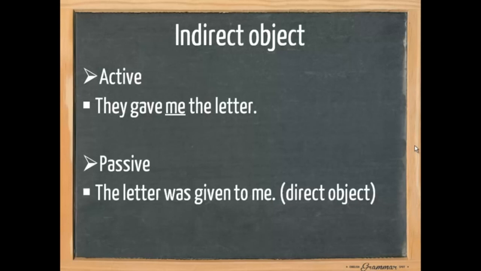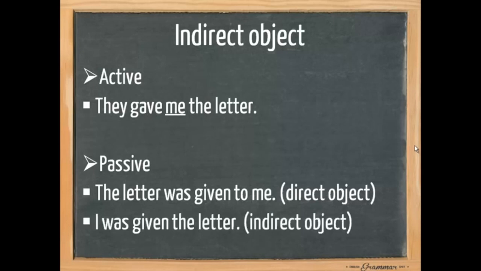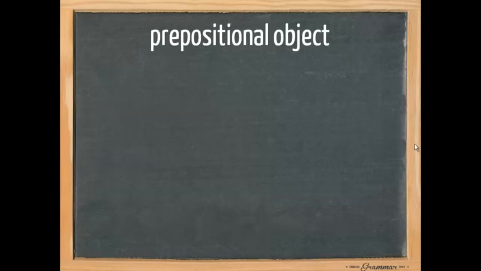For the direct object: The letter was given to me. Quite straightforward. But then, for the indirect object: I was given the letter. So please note that the "me" has changed into "I," because you cannot say "me was given the letter." So both options here.